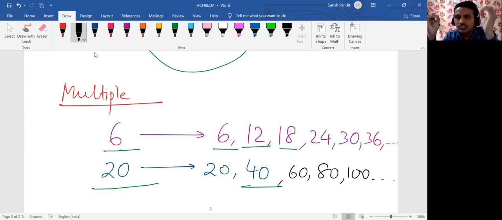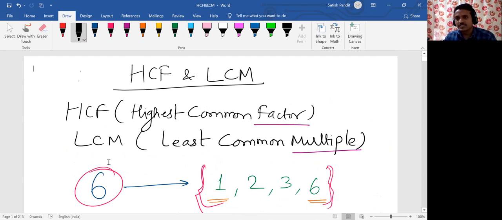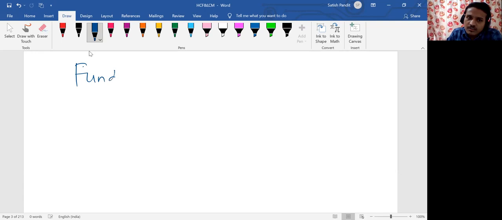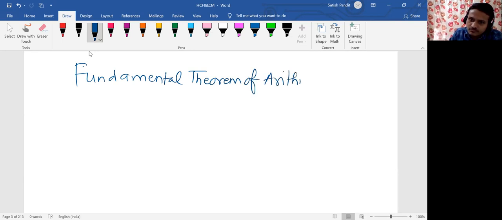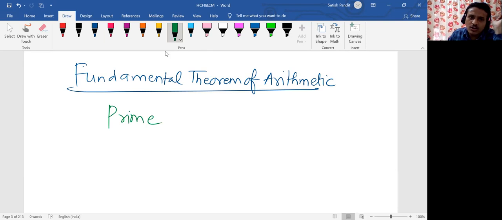So I hope the concept of factors and multiples is very clear. Once that is very clear, then we can see what is HCF and what is LCM. And one more thing, we should also know another concept known as the fundamental theorem of arithmetic. What is this fundamental theorem of arithmetic? Before we see it, we should know what is a prime number, and we should also know what is a composite number.